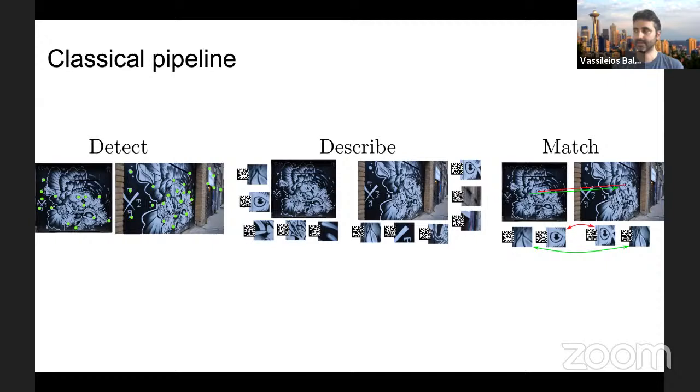So when you want to do matching later on, you compare the descriptors of each patch, and then you choose the best match for each patch from the left image on the right, and so on. By that, you start building your matches, which are the lines that you see there, the green and the red lines. So this is the standard classical pipeline.